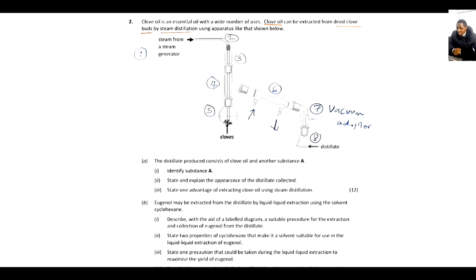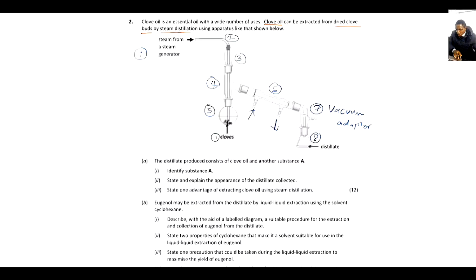So we have the steam generator number one, the tubing, the stopper and one-way adapter, the three-mouth adapter number four, and number five, the round-bottom flask, which holds our material. Number six is the Liebig condenser, the vacuum adapter is number seven, and number eight is the conical flask, where we have our distillate. Now let's talk about the materials. Looking at the materials here, we have the starting material, which is clove, number one.